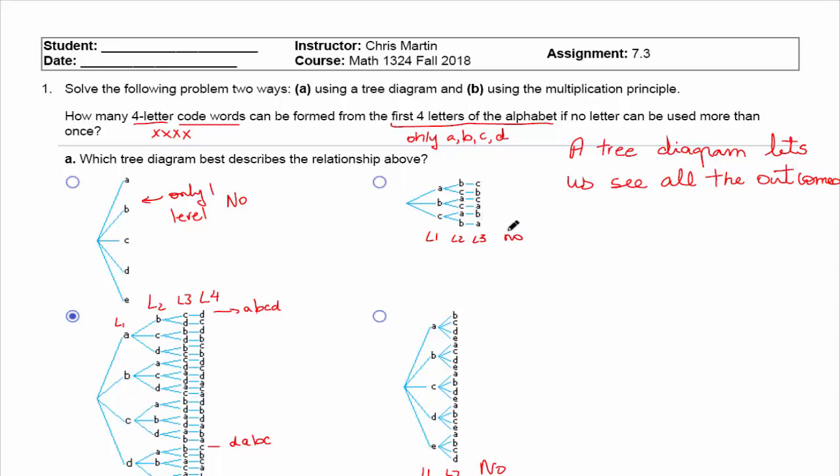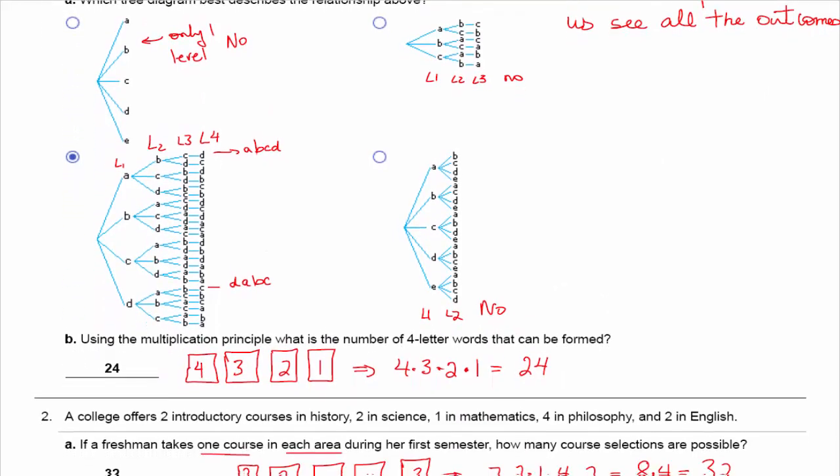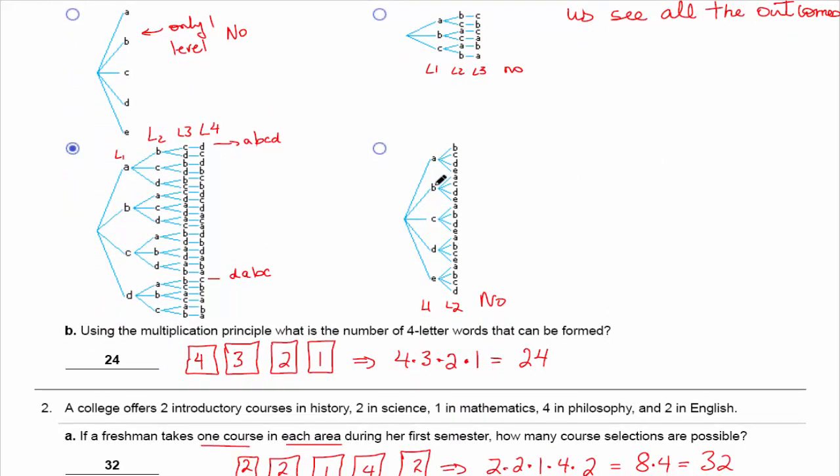Let's see, what about the next one here? So here we have A, B, C, D. Oh, here there's again an E, so that's not good. Plus there's only two levels. So this tree diagram, let's see, A, B, C, D, that's good.